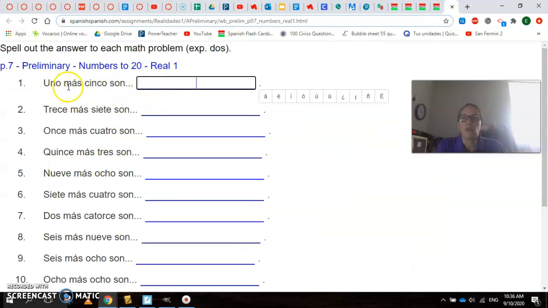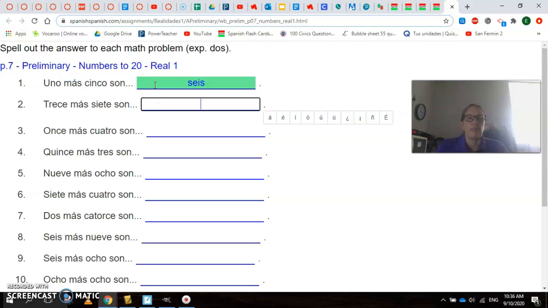Página 7. Now, this word in this case means plus. So these are math problems. So 1 más 5 son. 1 más 5 is 6. Son 6. So you type the word and then you complete this. Okay.